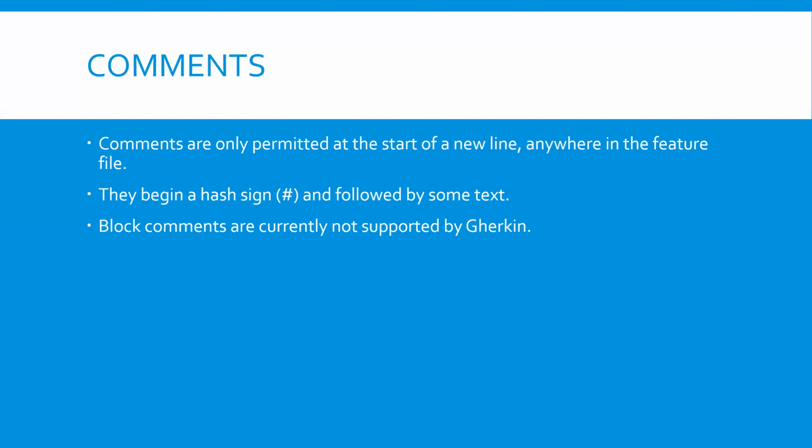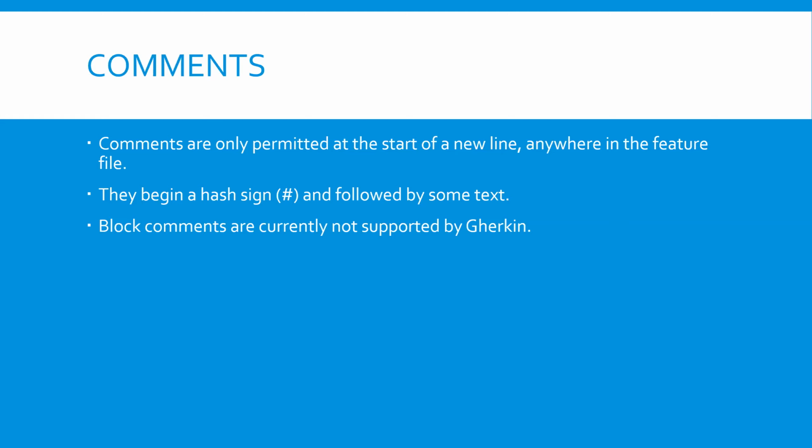In BDD or in SpecFlow, comments are only permitted at the start of a new line on your feature file. You cannot put a comment in the middle or at the end, whereas in other languages you can put it at the end of a line. You can only put a comment at the beginning of a new line. And how do you do the comment? You put a hash, because once you put a hash, anything after that becomes a comment.